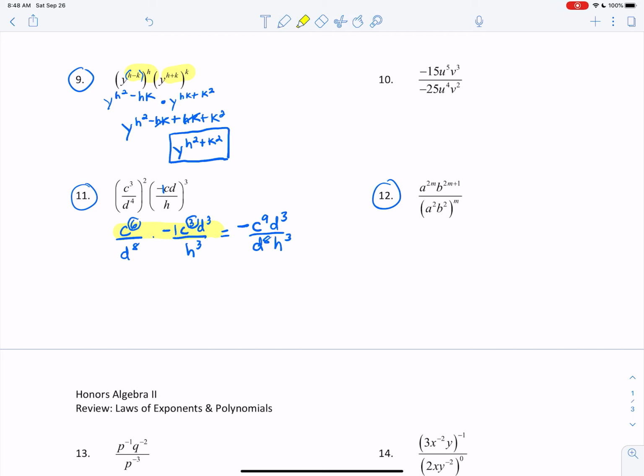Last thing we can do is notice that we have a base of d in the numerator and the denominator. We can bring those together by subtracting exponents. But notice that the greater of those exponents is in the denominator. So that means we're going to get a negative exponent. If we subtracted from the numerator, 3 minus 8 is going to give us negative 5. So we know we're going to have d to the positive 5 in the denominator. So we're going to end up with negative c to the 9th over d to the 5th h cubed.